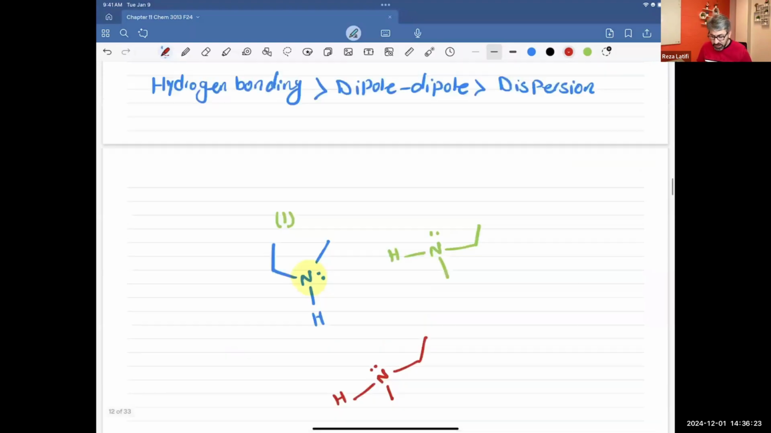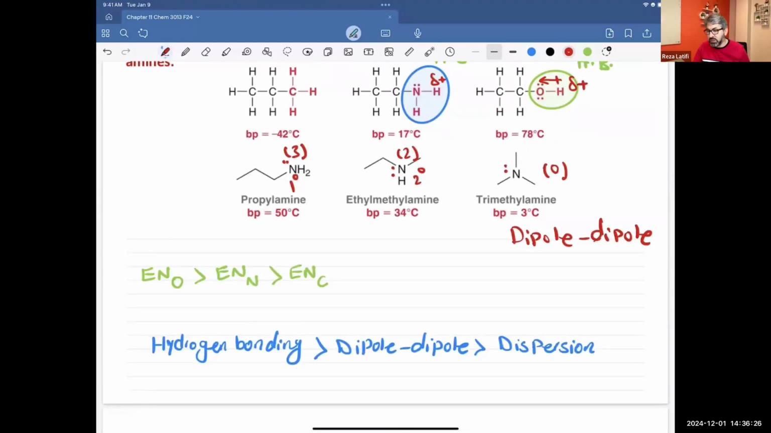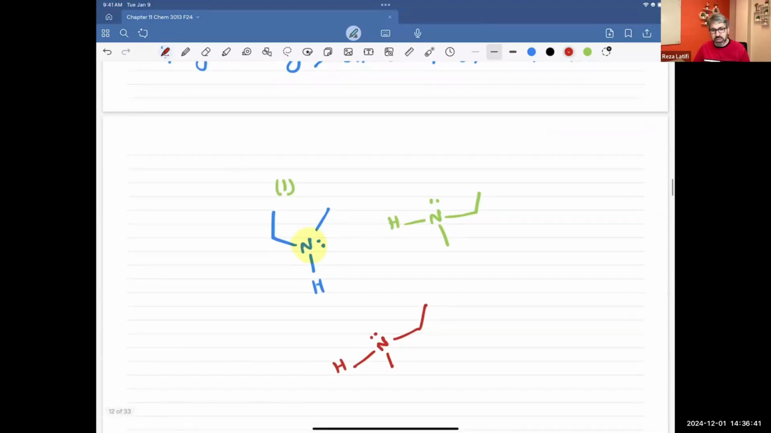Now, you might ask, how can the secondary amine form 2 hydrogen bonds while we have only 1 hydrogen attached to nitrogen? Where do you get the second hydrogen bond? And how come we don't have hydrogen bonding in trimethylamine? Imagine the blue one is your starting molecule. That molecule can see 2 neighbor molecules, and it can have an interaction between the nitrogen lone pair and the hydrogen from another molecule. Remember, hydrogen has a positive charge because it loses electron density to nitrogen. That's one hydrogen bond.